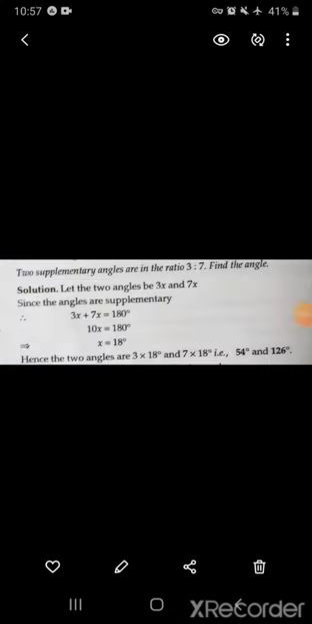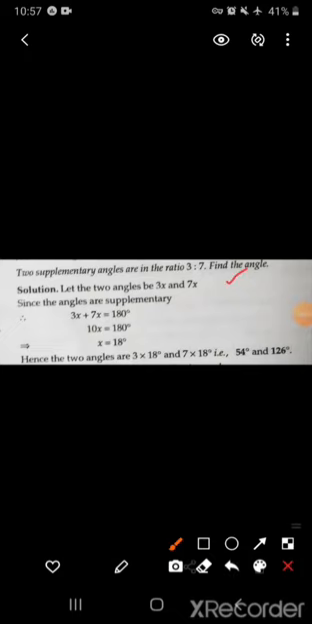Now for today's class, one more question for you here. Let me recap this question also. The two supplementary angles are now in ratio form. They are in the ratio 3:7. You have to find out the measurement of these angles. Clear? Now the solution is like this.